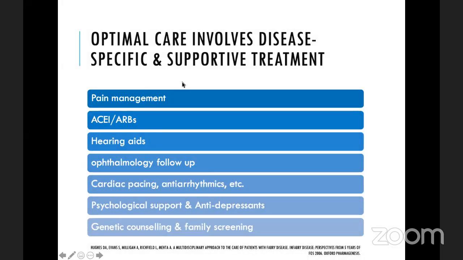Additional support for the treatment of Fabry disease includes pain management, ACE inhibitors or ARBs to reduce proteinuria, antidepressants and psychological support, hearing aids, cardiac pacing, anti-arrhythmic medication, genetic counseling, and family screening.